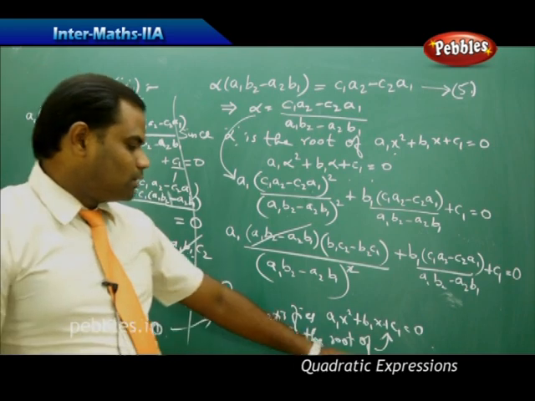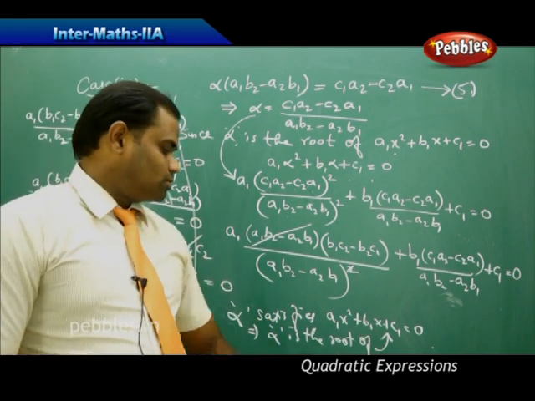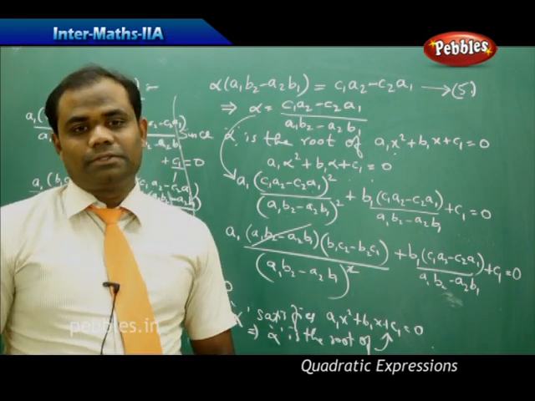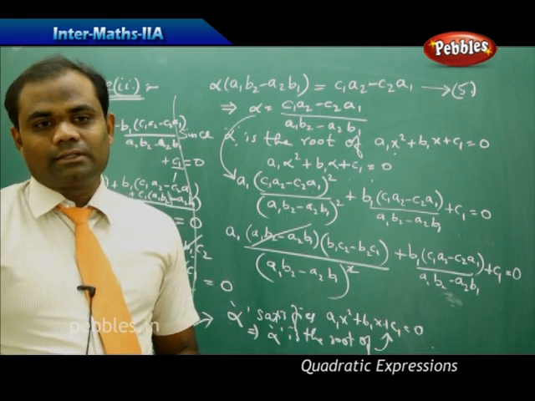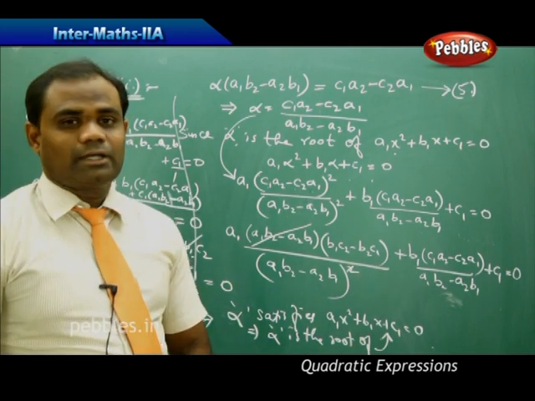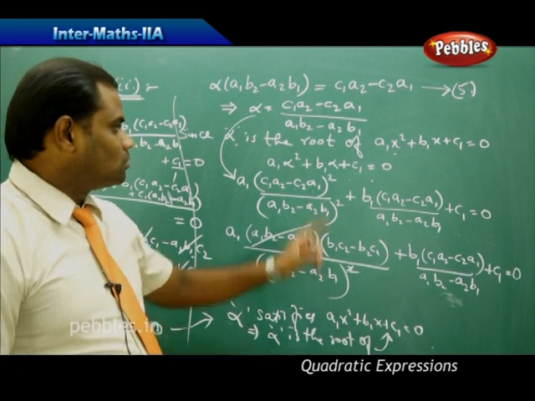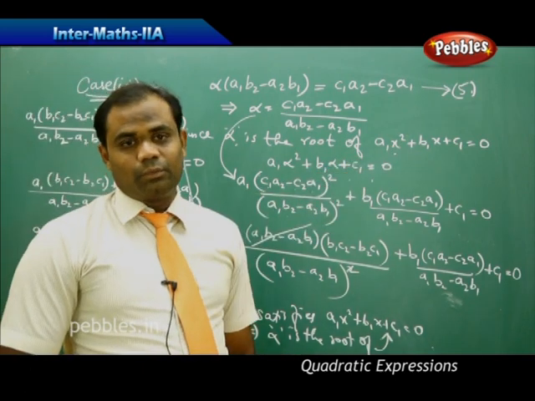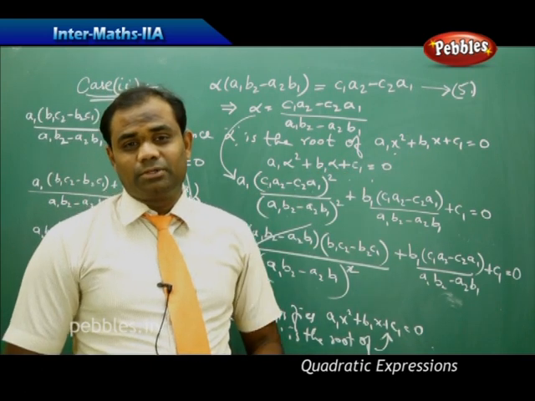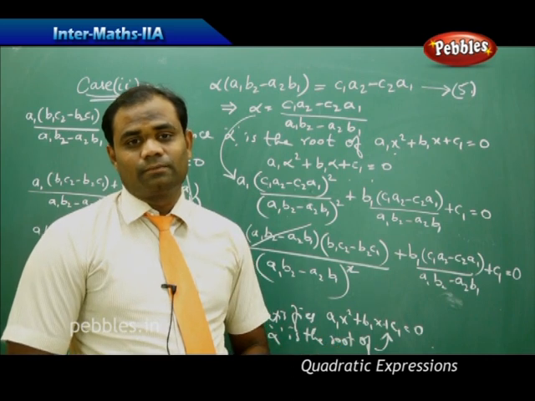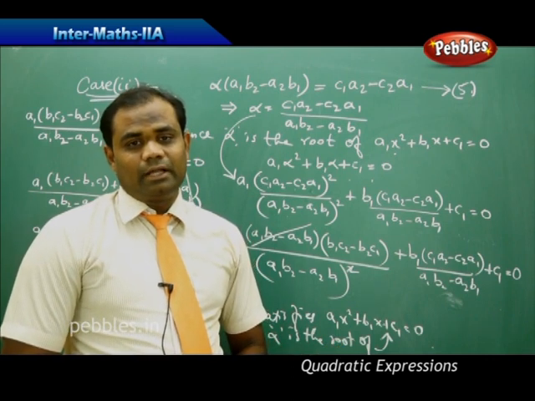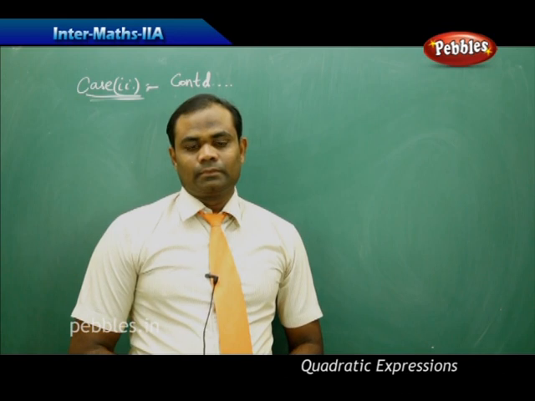So this is how we prove that alpha is the root of the given quadratic equation. Similarly, proceeding in a similar manner, I can prove that alpha is also the root of the other quadratic equation, which is a2x squared plus b2x plus c2 equal to 0. And then finally, alpha is the common root.